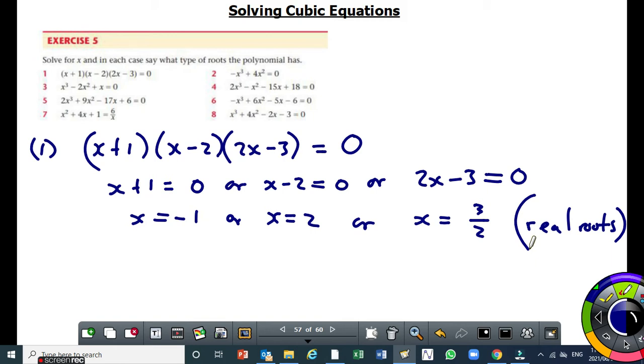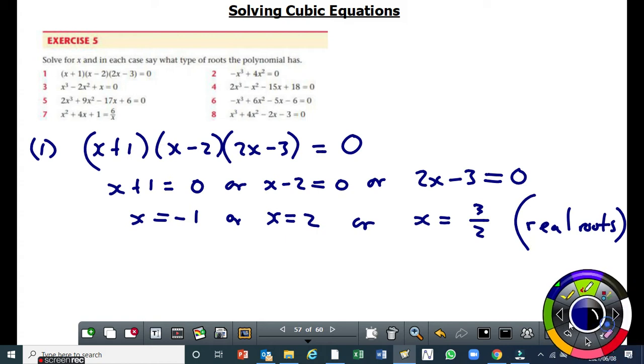It looks like this, or it can look like that. So this is the first example.